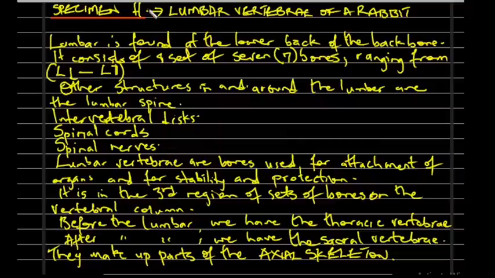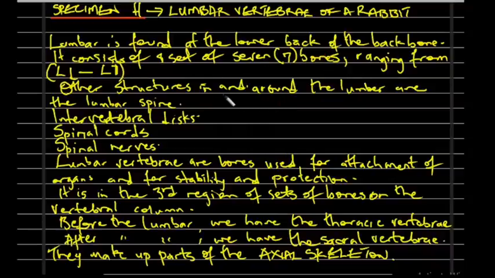And then looking at the axis now, we have the lumbar vertebrae of the rabbit. That is the specimen H. Now the lumbar is another vertebrae found on the backbone, like we have just talked about the atlas, found in the neck region directly underneath the skull. We also have the lumbar that is found on the backbone, but this time its location is at the lower abdomen. It consists of a set of 7 bones as well, ranging from the L1 to the L7.